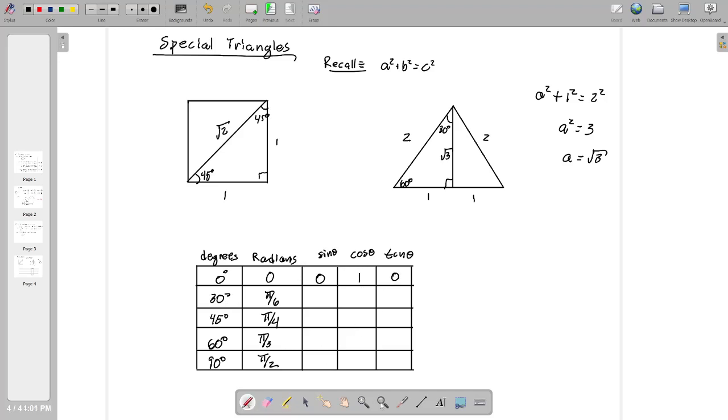30 degrees. So sine of 30 degrees. Here's our 30-degree angle. Sine is going to be opposite over hypotenuse. Hypotenuse is 2. The side opposite 30 degrees is 1. So we have 1 divided by 2. Cosine of 30 degrees will be adjacent over hypotenuse, so root 3 over 2. And tangent of 30 degrees would be opposite over adjacent, so 1 divided by root 3. And this is one of those times where I'm not going to rationalize the denominator. I usually don't when it's tangent.